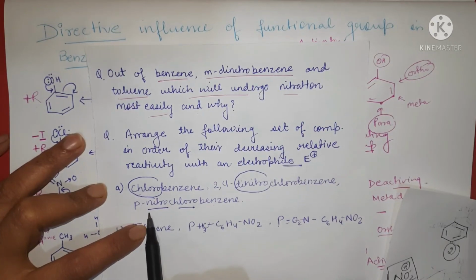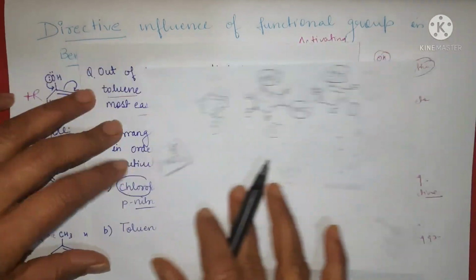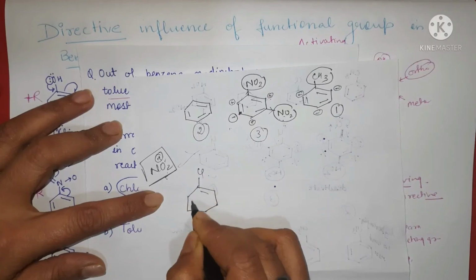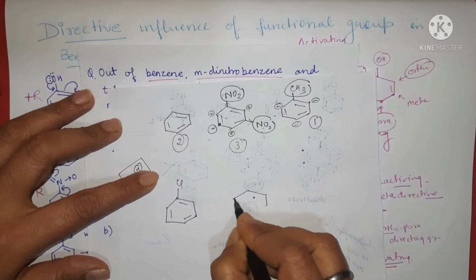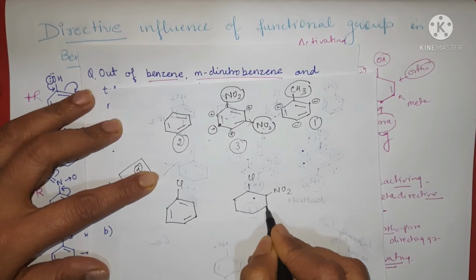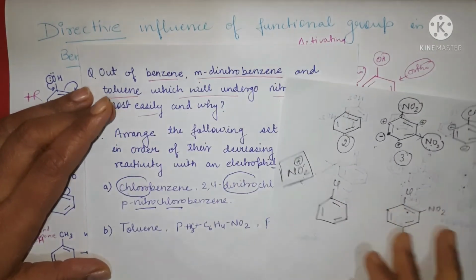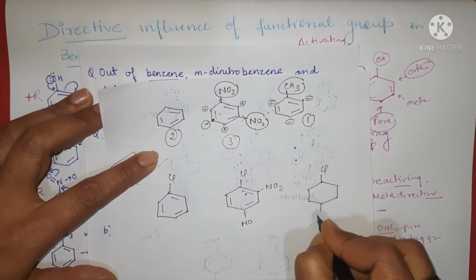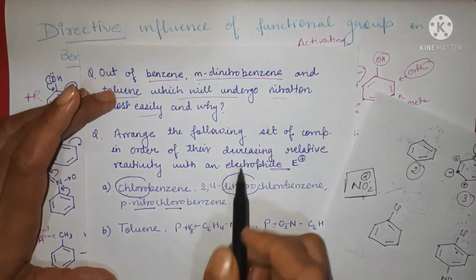All right. Now the second question is, in which we have to compare chlorobenzene, 2,4-dinitrochlorobenzene and para-nitrochlorobenzene. So let's draw here. First of all, we have to draw chlorobenzene. Then 2,4-dinitrochlorobenzene, 1, 2, NO2, 3, 4, NO2, and para-nitrochlorobenzene, and we have to compare that.